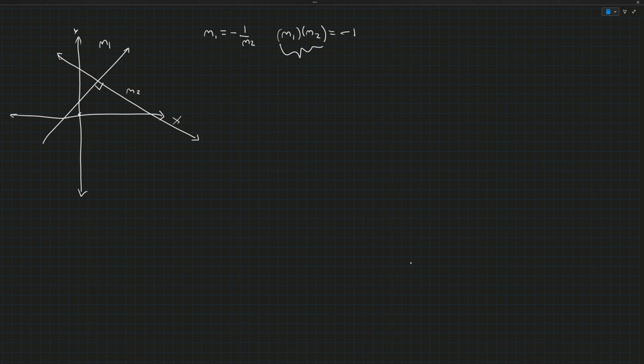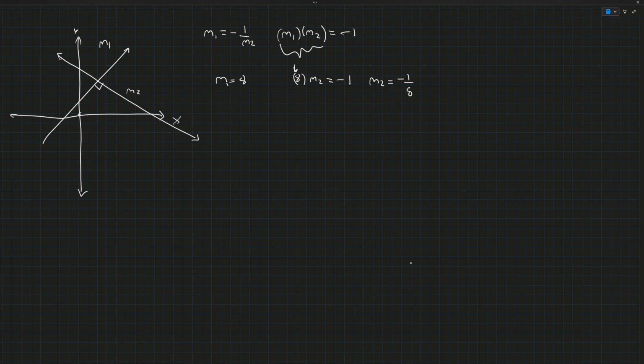So now, let's do an example. Let's say I have the line y is equal to 8x, so the slope of line 1 is 8. What must the slope of another line be such that when they cross, they are orthogonal to each other? Well, following this formula, the slope of 1, which is 8, times the slope of 2 has to be equal to negative 1, which implies that the slope of 2 has to be equal to negative 1 over 8.